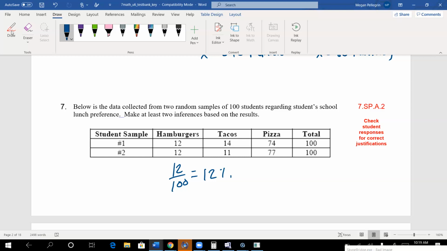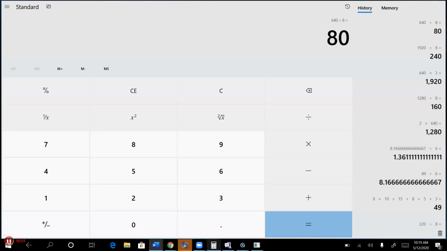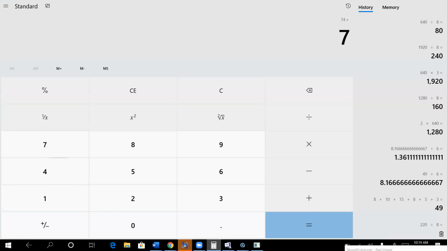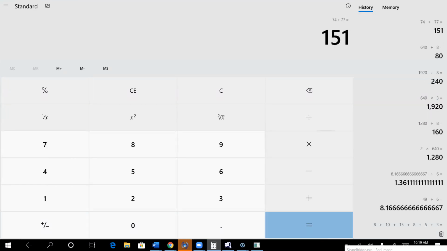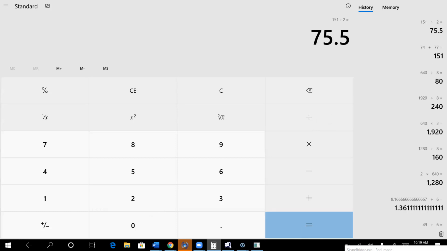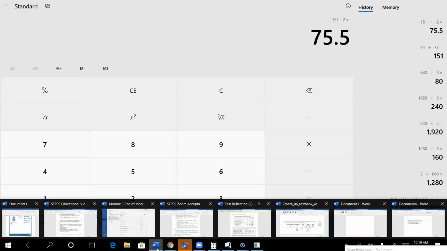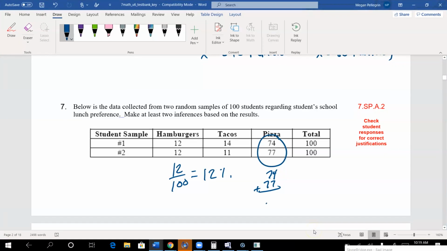Okay, we could say that if we took this, we could find the average, 74 plus 77, and then there was 2 of them to find the average, so divided by 2 equals 75.5. So 75.5%, because it was out of 100, prefer pizza, if we're just looking at those 2. So a lot of different things that we could look at. And we could do that for the tacos and for the hamburgers as well.